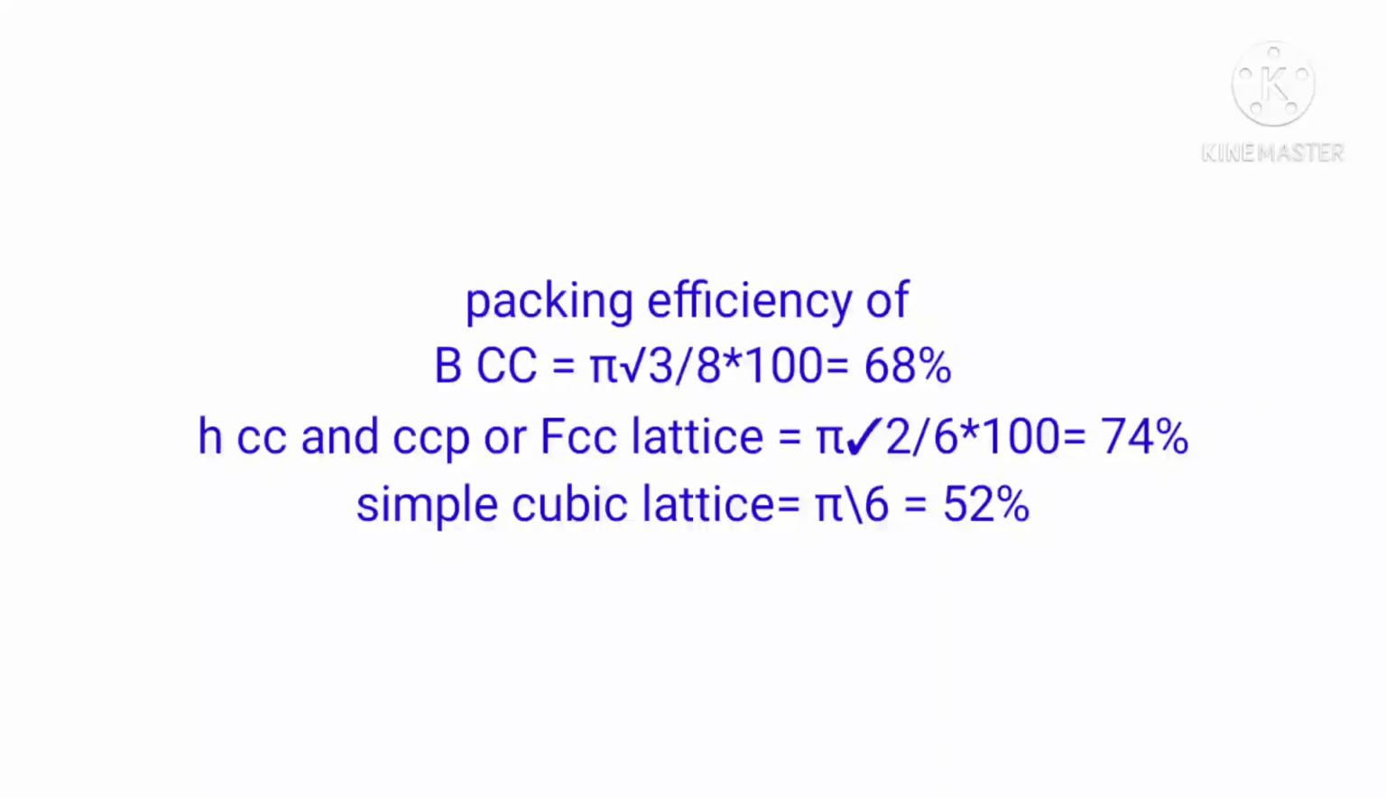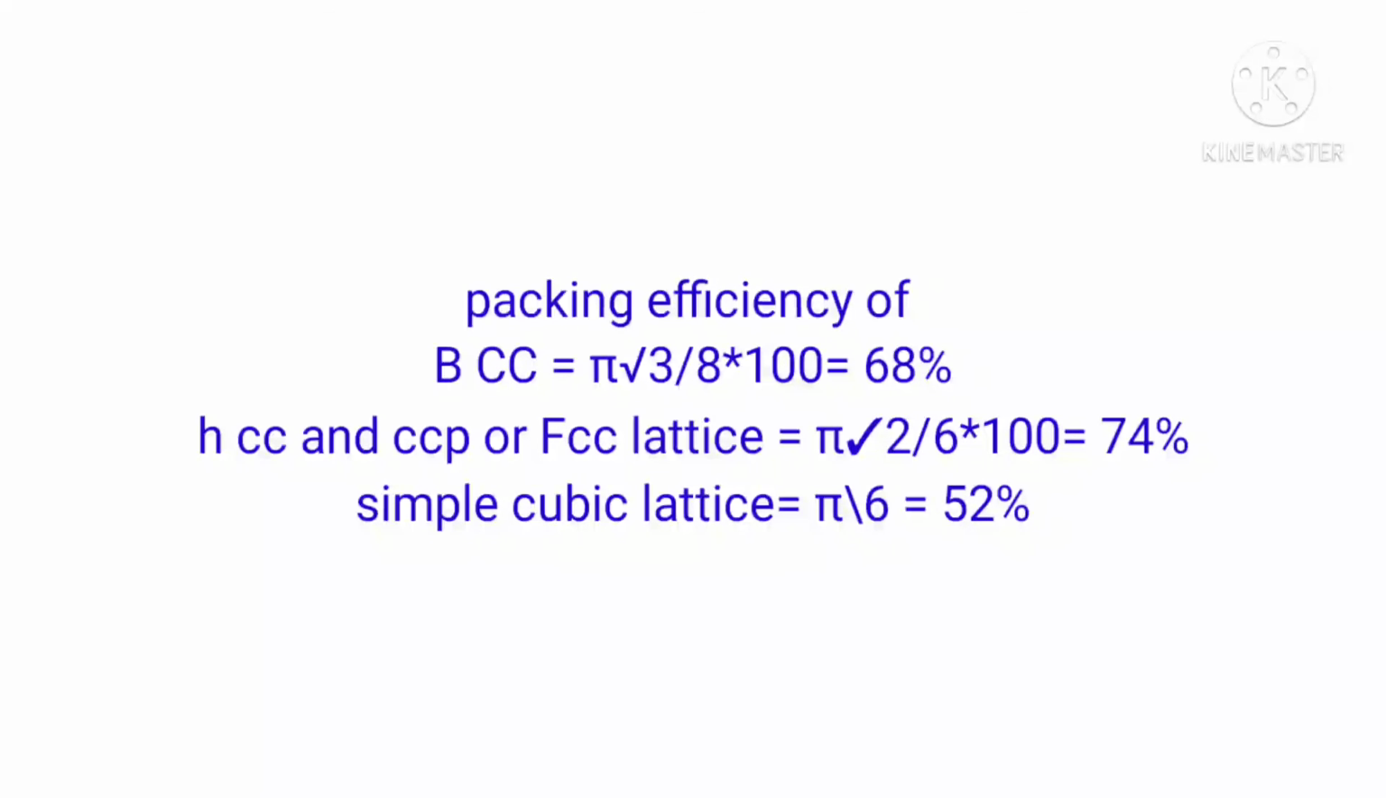Packing efficiency of BCC equals π root 3 by 8 into 100, which is equal to 68%. That means 68% is occupied and 32% is vacant. In the case of HCP, CCP or FCC lattice, packing efficiency equals π root 2 by 6 into 100, which is equal to 74%. Here 74% is occupied.